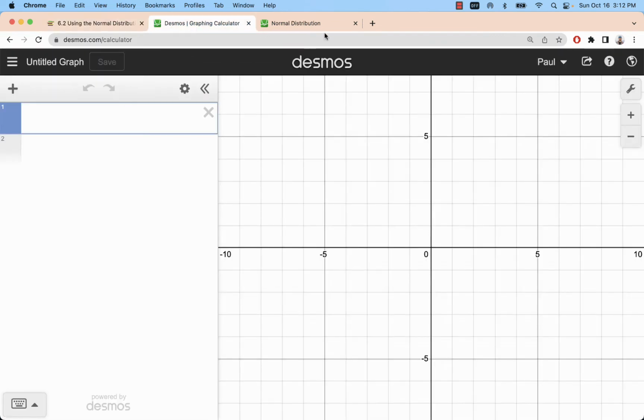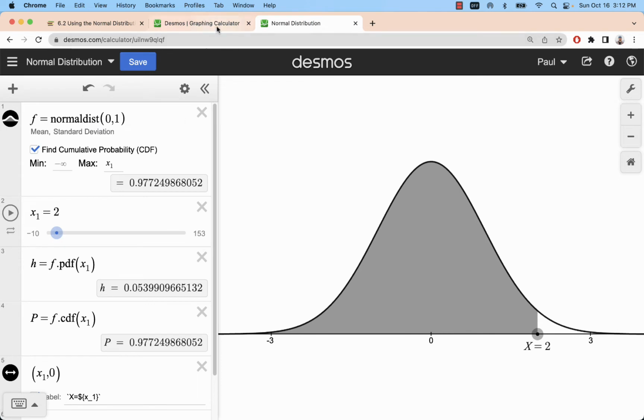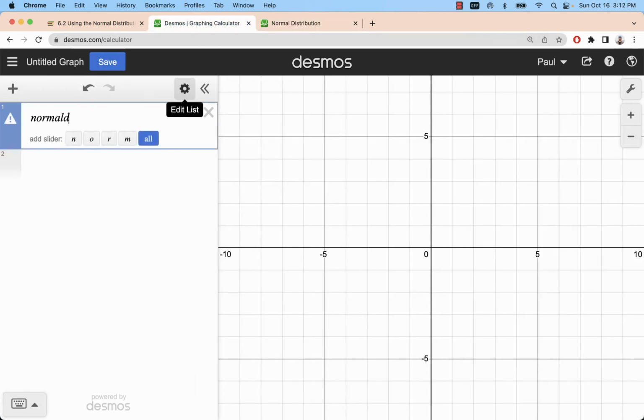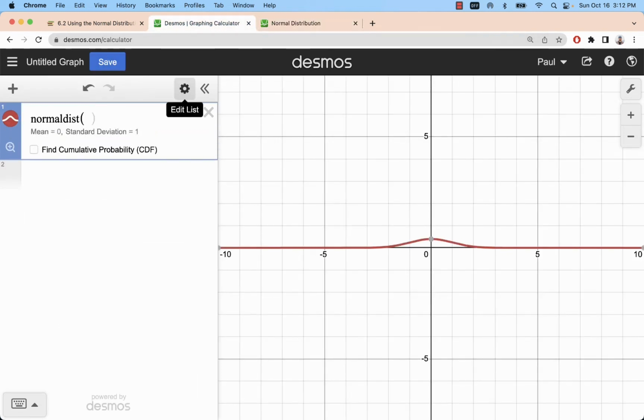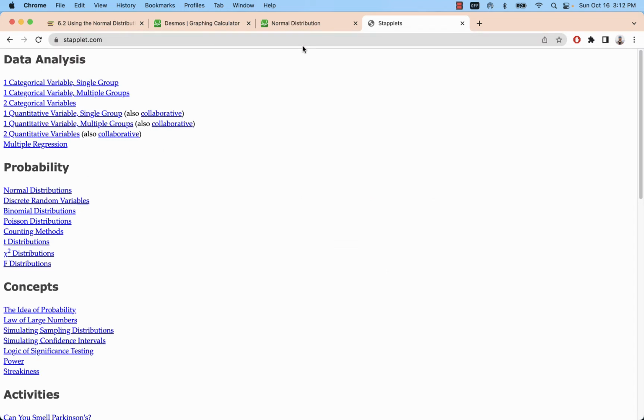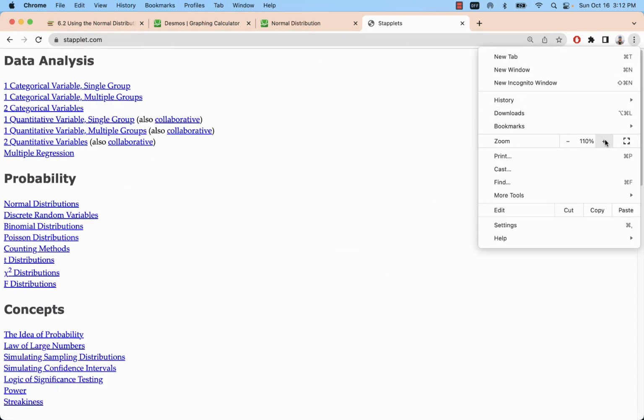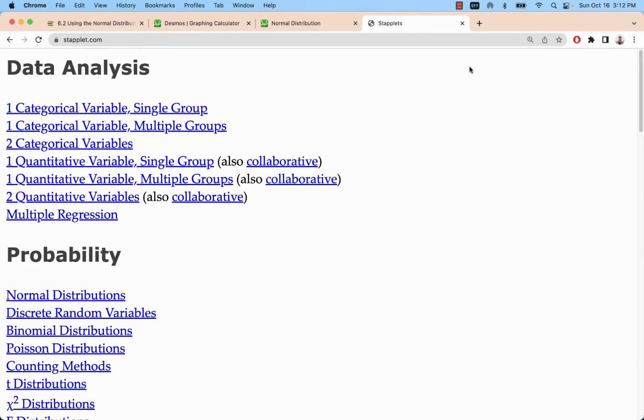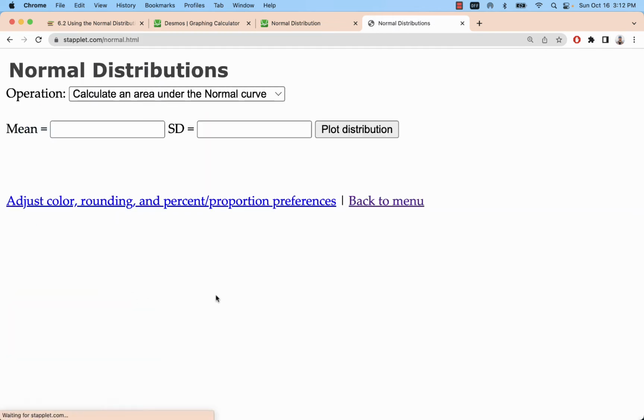So I'm going to go to Desmos, eventually we'll work our way up here, but I want to start with just a normal dist function, and it asks for the mean and standard deviation. If you put nothing in there, it's 0 and 1. So this is the most basic way you could use Desmos to look at the normal distribution. And you can also use Statlet to do the same thing. I have another video where I give you some more examples, but we'll take a look at the concepts with Statlet in this video. So you go to probability, normal distributions.